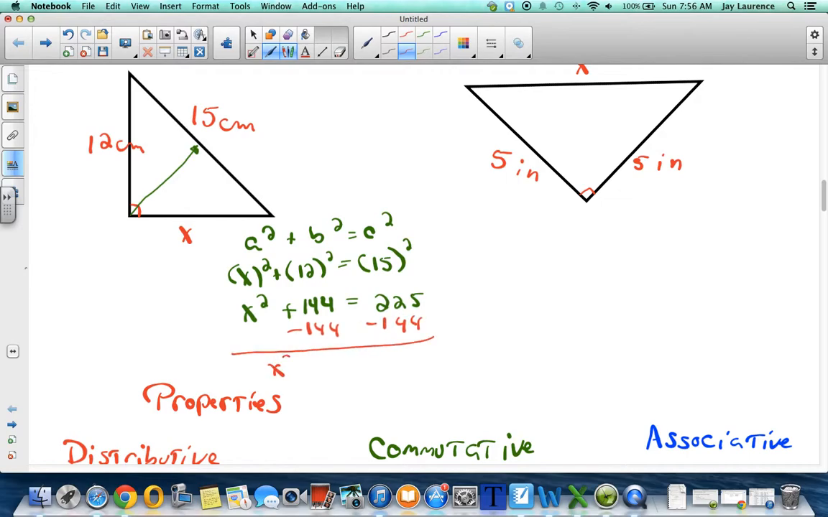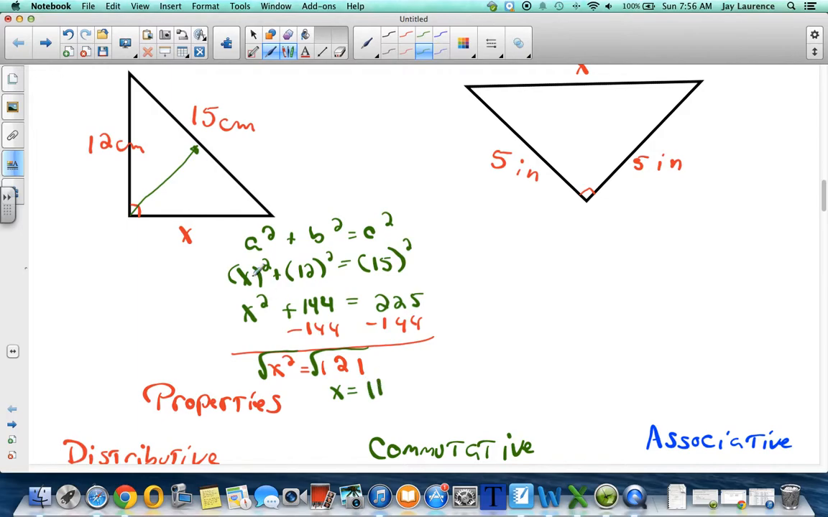I'm going to get x squared, and that's going to equal 121. Now I have to take the square root of both sides, not square both sides. Remember, some of you say square both sides. That's absolutely incorrect. I have to take the square root of both sides. Square root of 121 is 11.